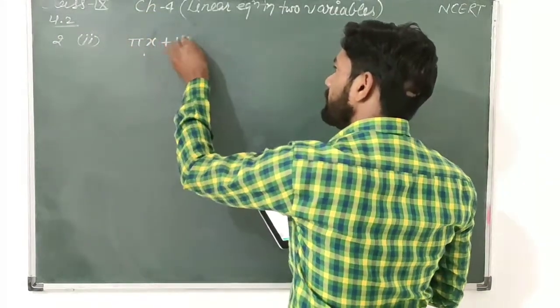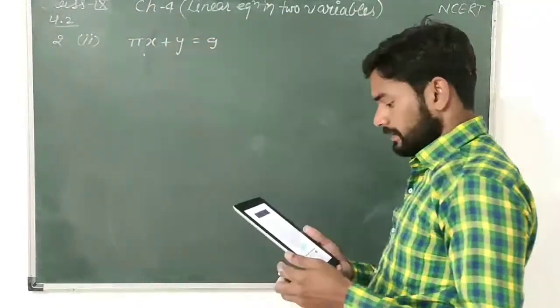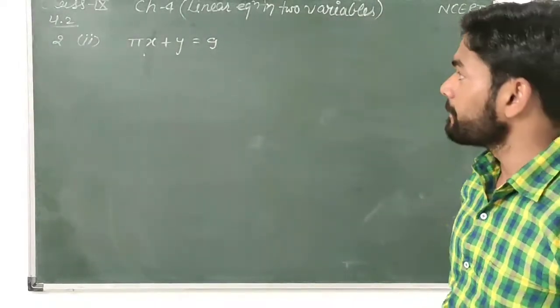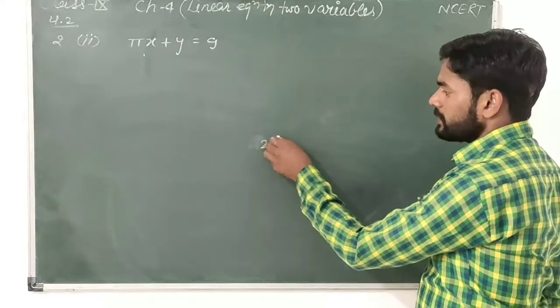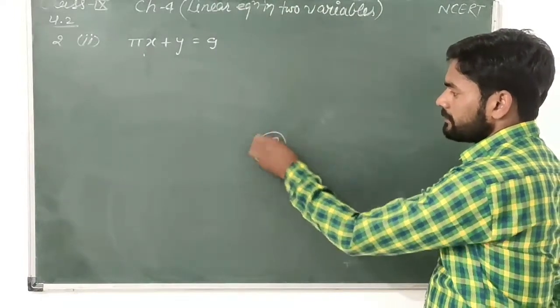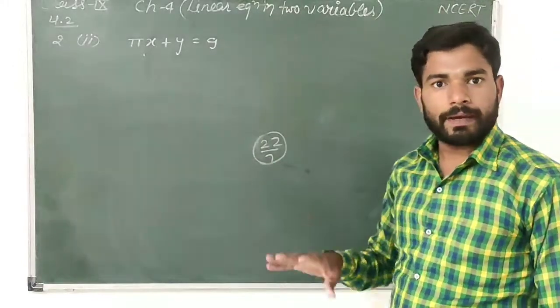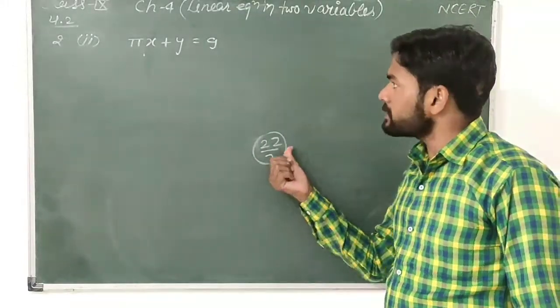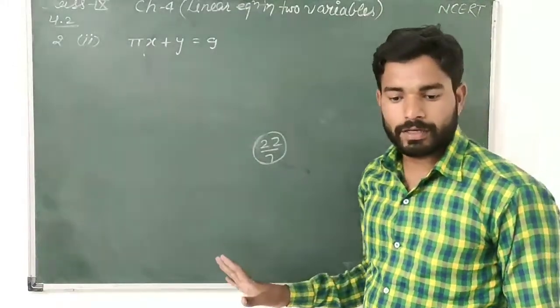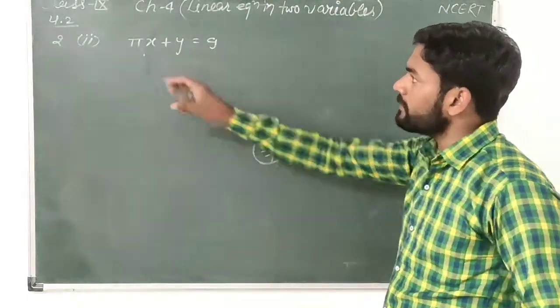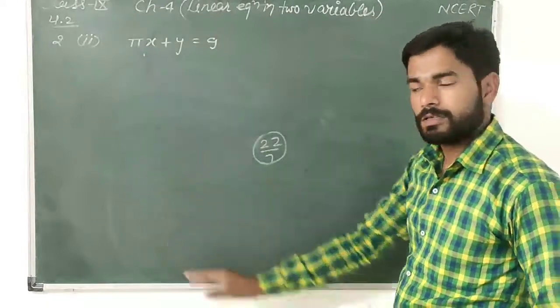Pi x plus y is equal to 9. We know that pi is equal to 22 upon 7. If you want to apply this value, it depends on you. If you want, then apply it, otherwise there is no need, because it is the understood value. Everyone knows pi is 22 upon 7.